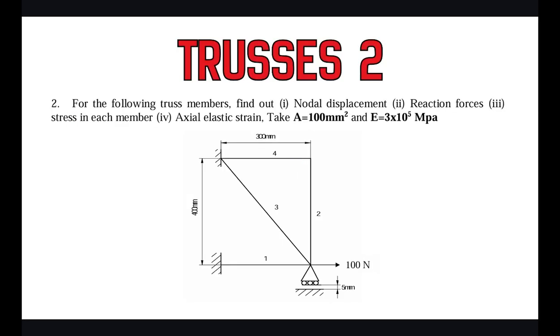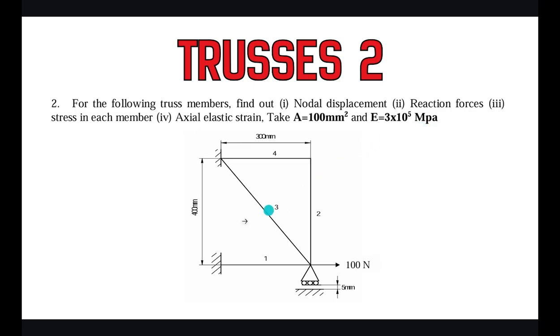Hey guys, welcome to the second problem on trusses. In this trusses problem, we'll have to find the nodal displacement, reaction forces, stress in each member, and axial elastic strain. The entire bars have a uniform cross section of 100 mm square and a Young's modulus of 3E5 megapascal, which is converted into 3E5 Newton per mm square.